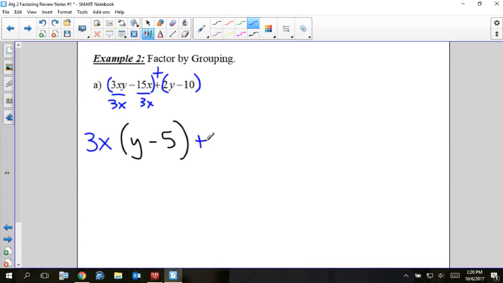And I'm going to see what I can factor out of the second parenthesis. 2y minus 10. What comes out? 2. So I have a plus 2. And then I'm going to change my color for what's left over. Y minus 5.